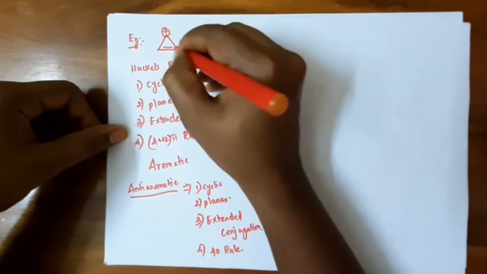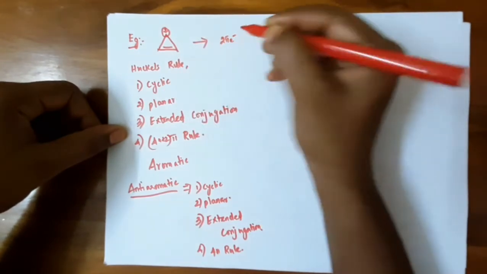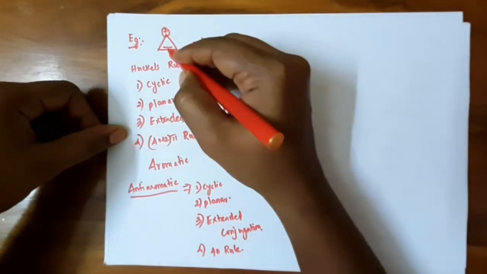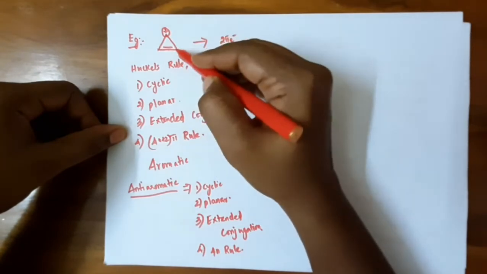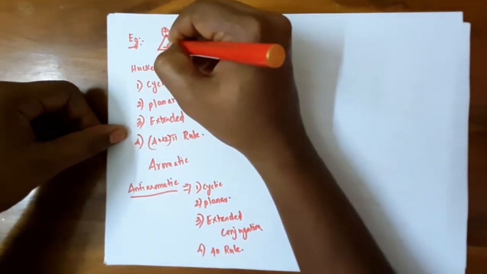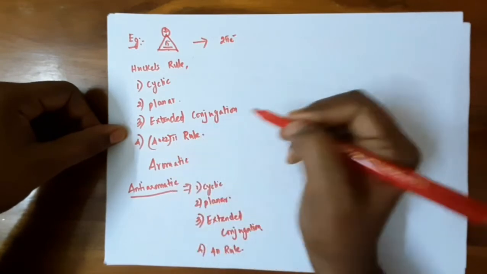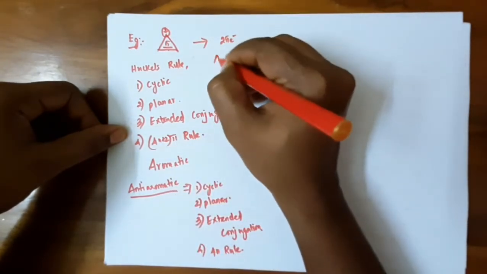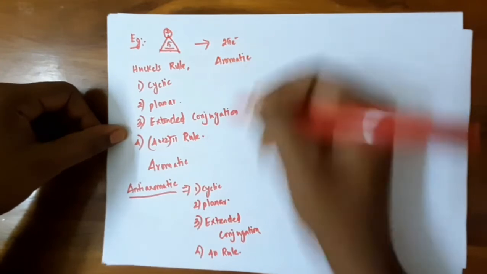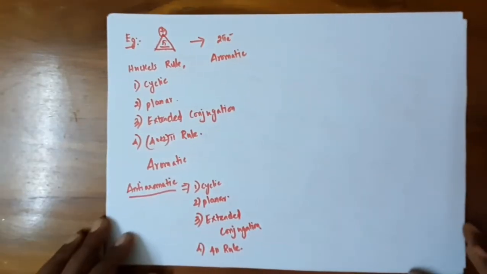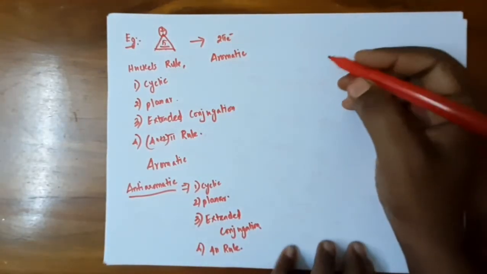So let's see, the cyclopropene cation has 2 pi electrons and a positive charge. It is a cyclic molecule and planar, all the carbons are sp2, and it has extended conjugation and obeys the 4n plus 2 pi rule. That is, if n equals 0, it becomes 2 pi electrons. So it obeys the same as an aromatic system. Let's apply the Frost method for this system.